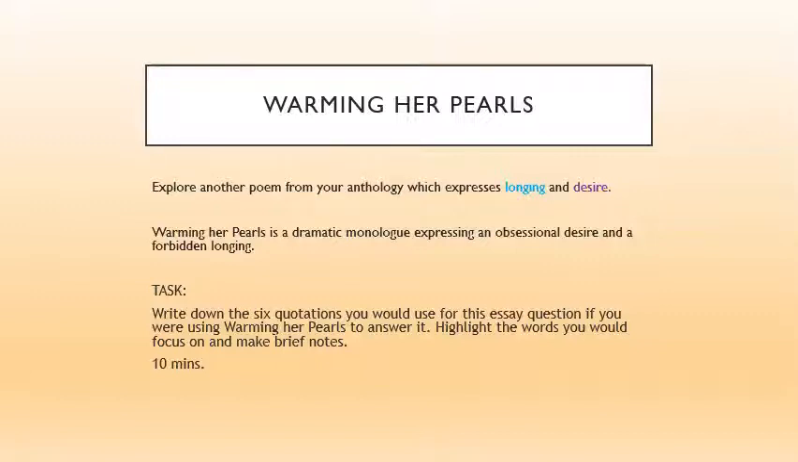So your task now is to write down the 6 quotations you would use for this essay question if you were using Warming Her Pearls to answer it. Highlight the words you would focus on and make brief notes. So you're going to pick out 6 quotes from Warming Her Pearls. I'll let you use your books for this one that show longing and desire. So pick out 6 quotes and highlight the words in them that you would talk about.